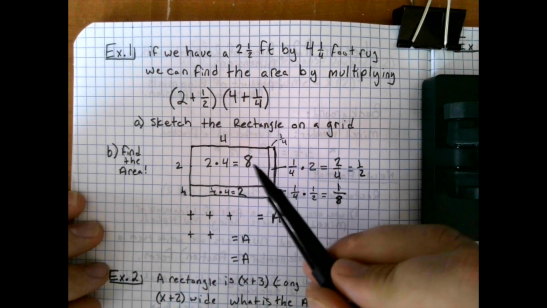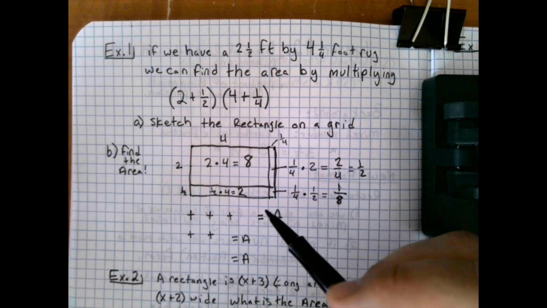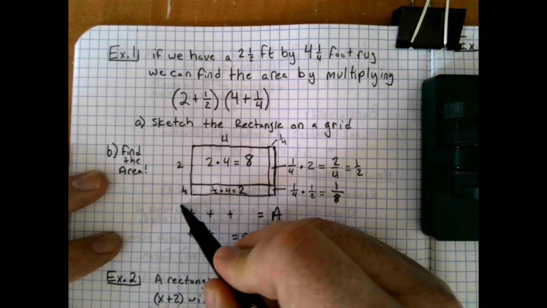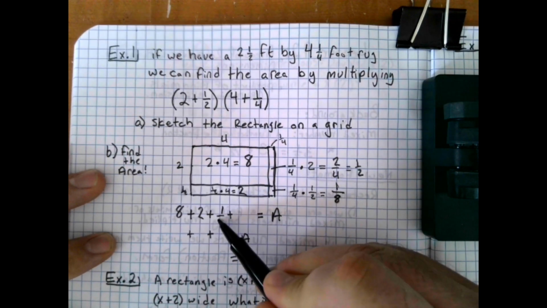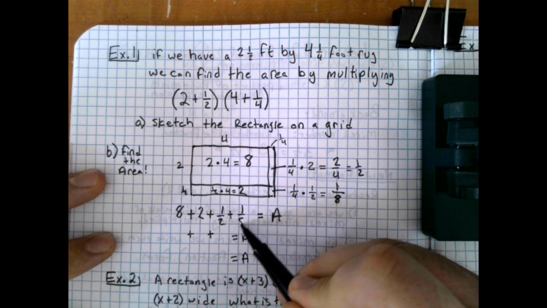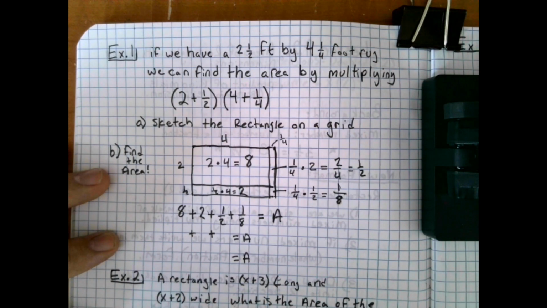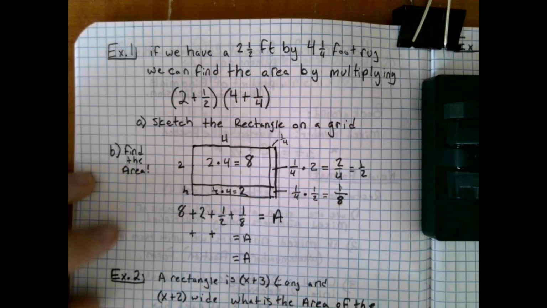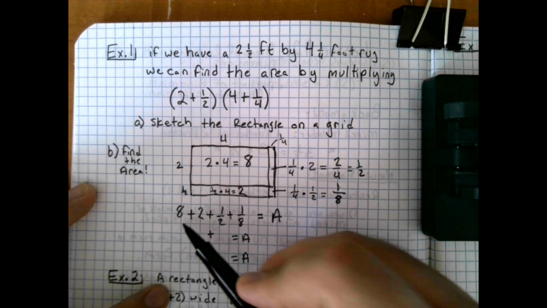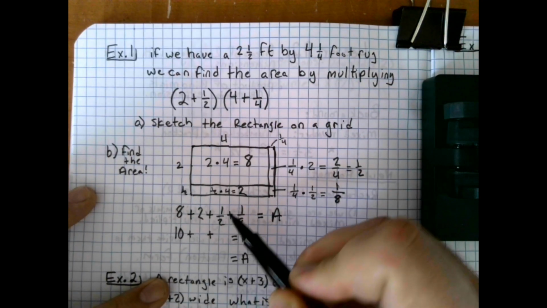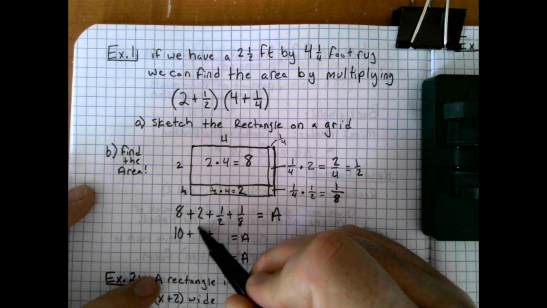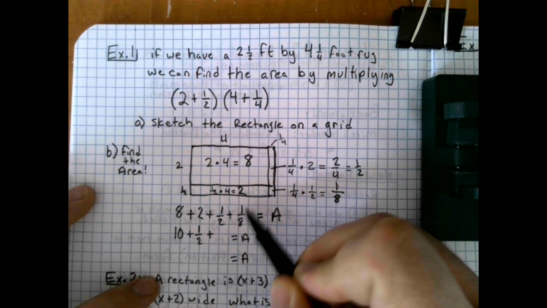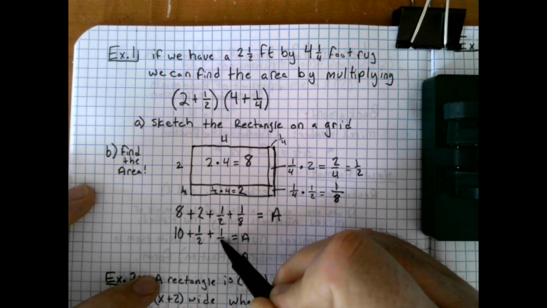So now we just take each of these 4 areas and we add them. So we have 8 plus 2 plus 1/2 plus 1/8. Alright, now 8 plus 2, that's going to be 10. 1/2 doesn't have a common denominator with anything else, so we're going to write plus 1/2. And 1/8 is going to be plus 1/8.